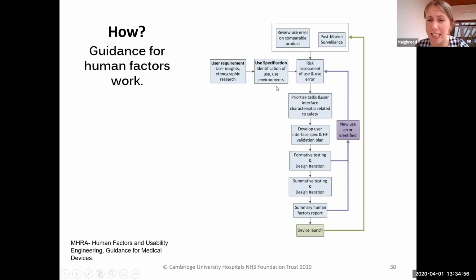So formative testing is an iterative loop where you will test an aspect of your design, and you then might iterate it based on what your user feedback was. And then at some point, you'll say, okay, I've done enough formative design, I'm ready to test my final product. And that is what your summative testing will then be. And then once you've done that, and you're happy that there's no user errors involved with your device, you can then write a nice summary report, and that's what you would then submit for your device launch.